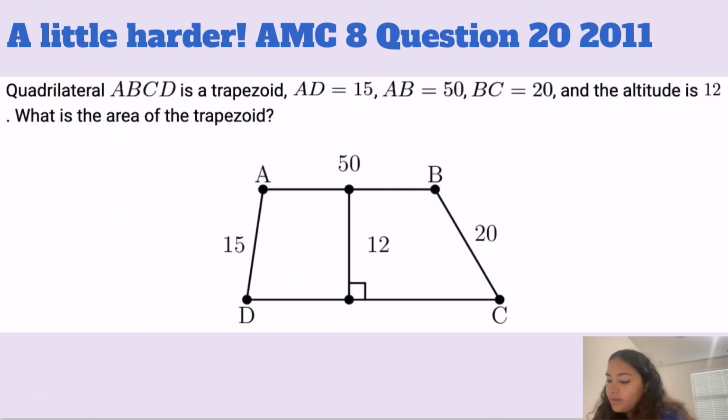Okay, next question. Quadrilateral ABCD is a trapezoid. AD equals 15, AB equals 50, BC equals 20, and the altitude is 12. What is the area of the trapezoid?